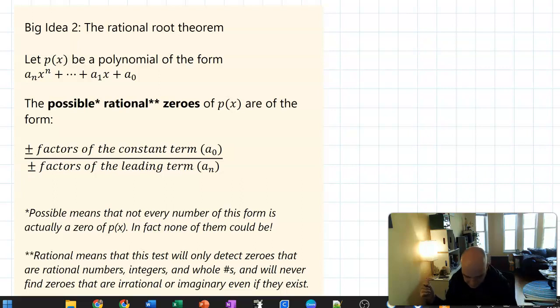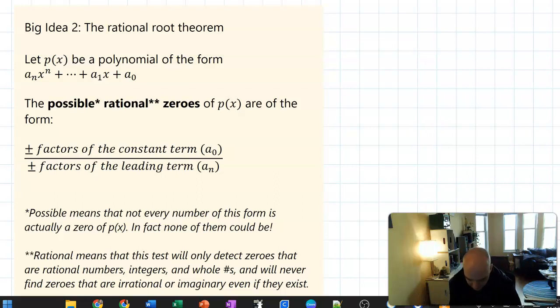So let p of x be a polynomial of the form a_n x to the n plus all the way down to a_1 x to the 1, and then a_0, a constant term. We've seen this definition before. Don't get intimidated by the subscripts. It's just telling you that it's a polynomial in descending order of degree.